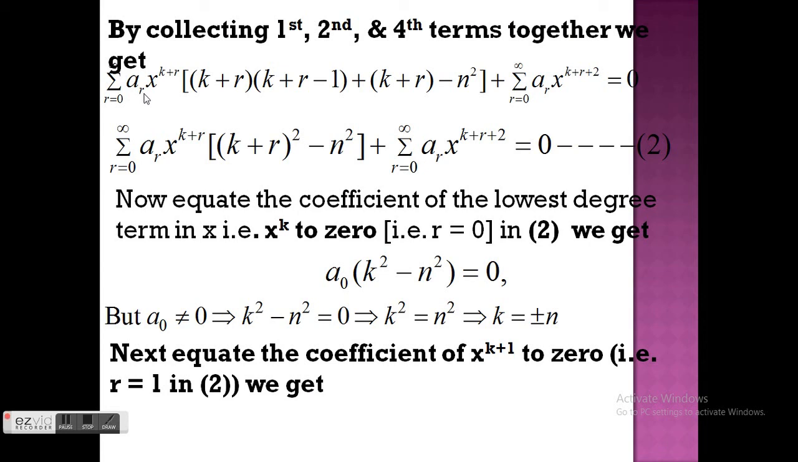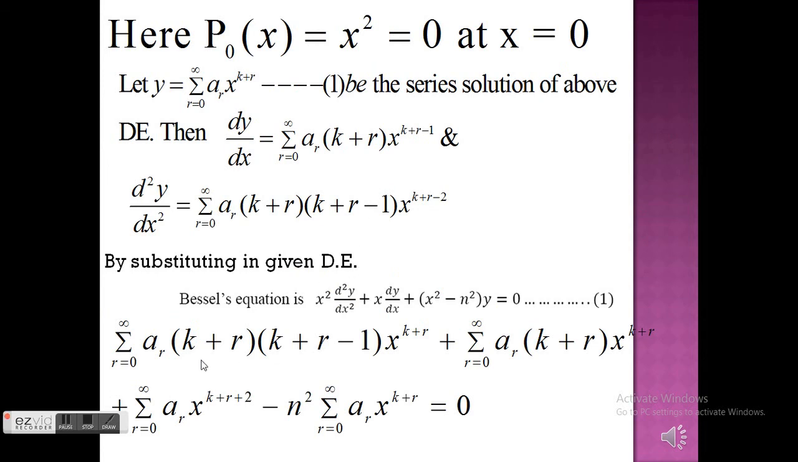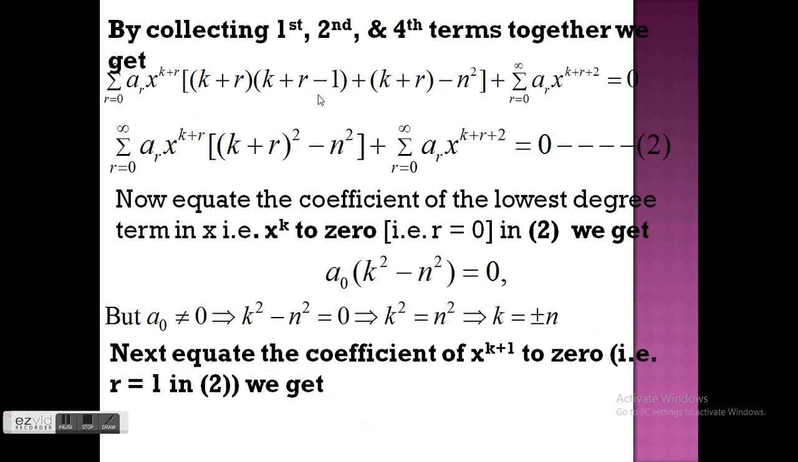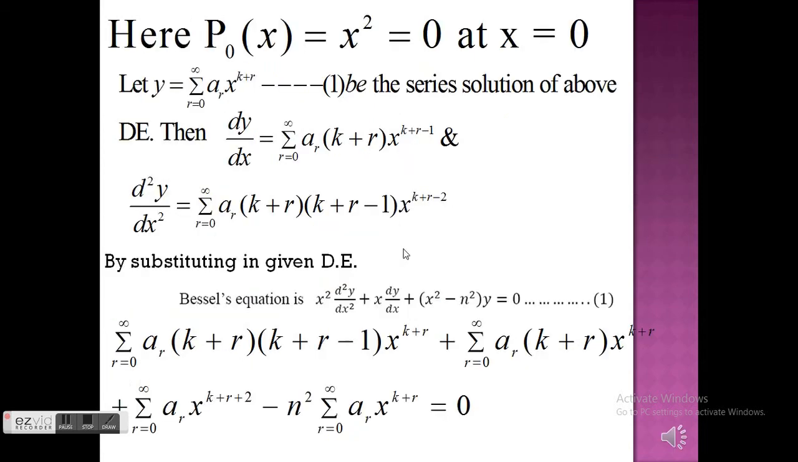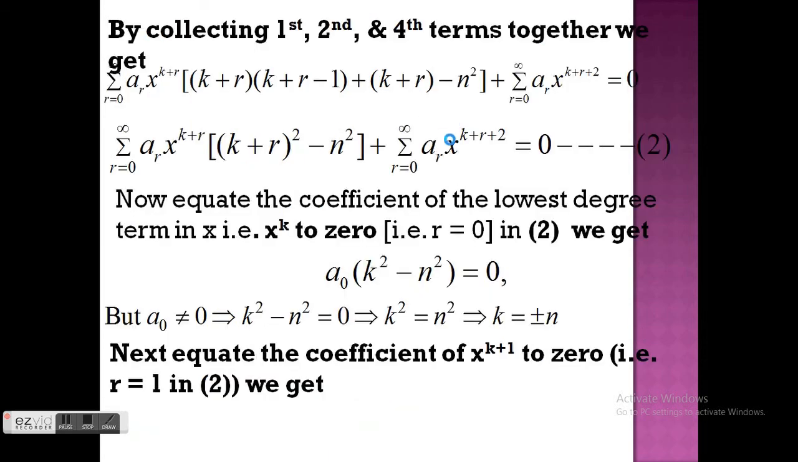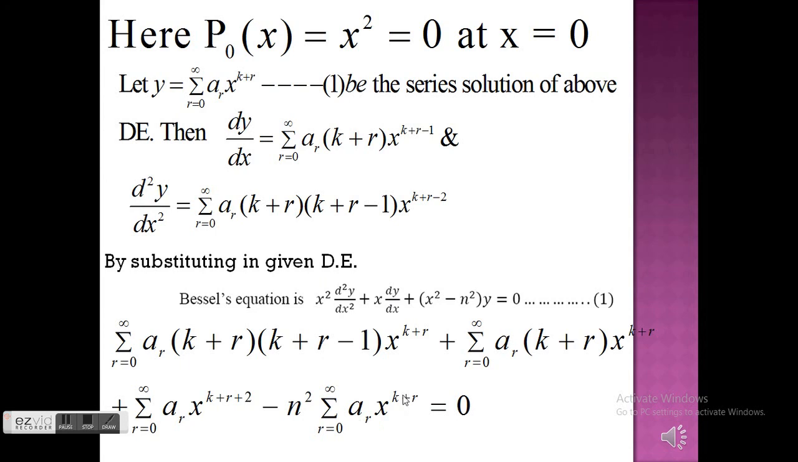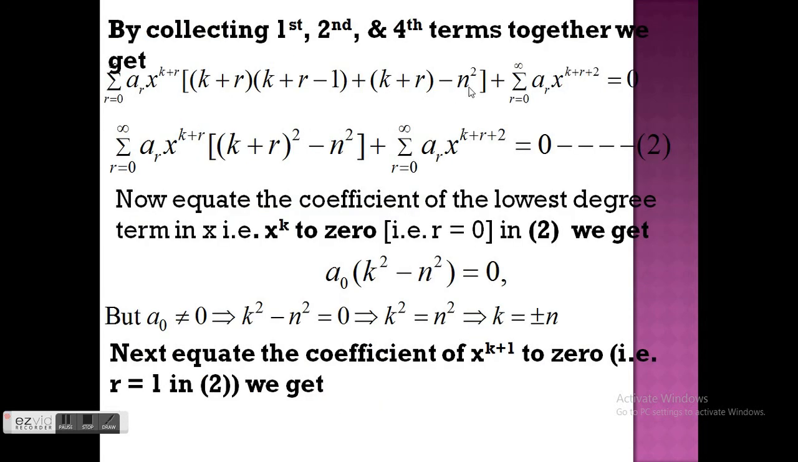into, now the remaining terms when I take ar into x to the power k plus r as common. In the first term what is remaining is k plus r into k plus r minus 1, that is what I have written here, plus, come to the second term, ar into x to the power k plus r I have taken common, so k plus r is left here, that I have written here, k plus r. Come to the third term, these terms I have taken common, so minus n square, plus this third term I have written as it is, equal to 0.